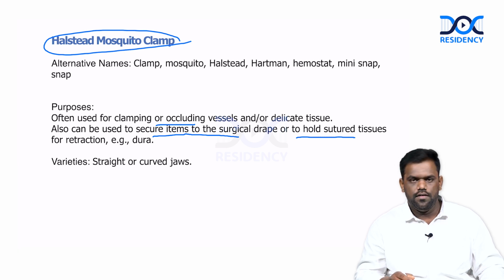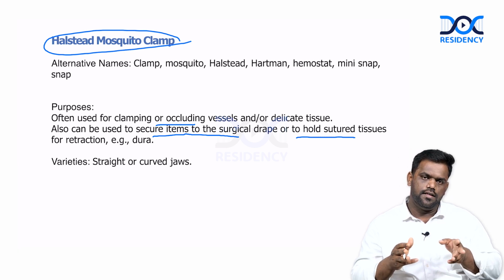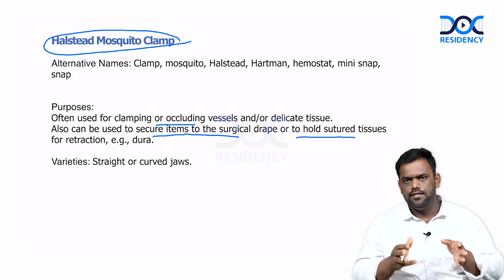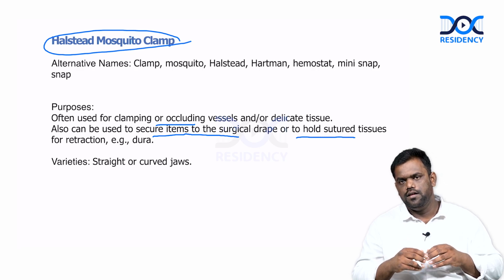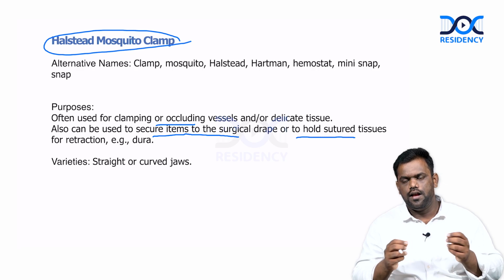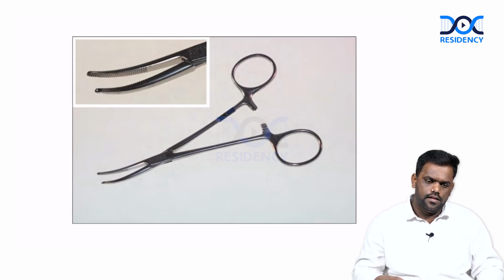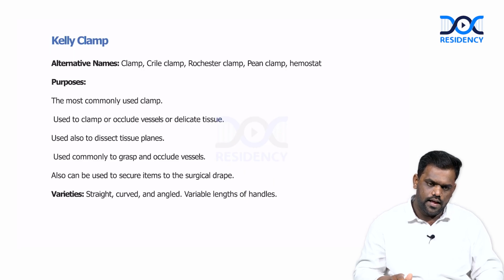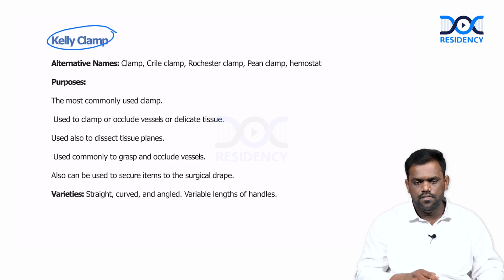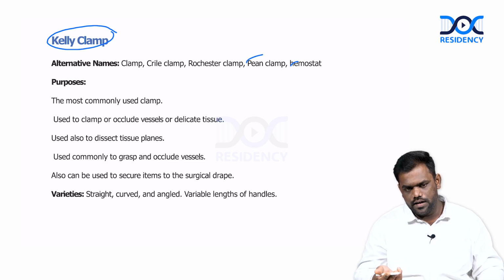After reaching the dura, especially in spine surgeries, we can put a tie on the dura and retract the dura using this mosquito clamp. Many varieties are available, straight or curved. Next is this forceps, a Kelly's clamp, also called Crile clamp, Rochester clamp, or pean clamp, or simply hemostat. This is also a most commonly used clamp.